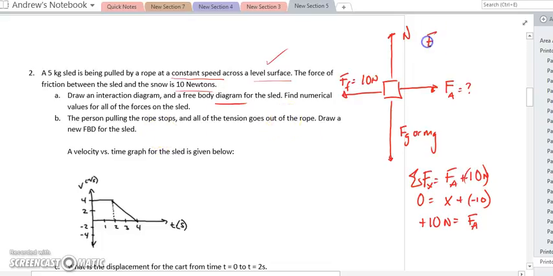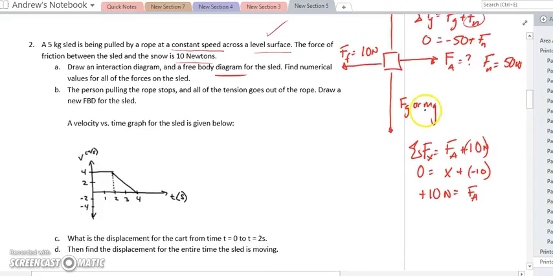So for the sum of the forces on the y-axis, we know that's also 0, and that's also F sub g plus the normal force. And so again, if we sub in the values here, the sled is 5 kilograms, so we know that's negative 50 plus normal force equals 0, so the force normal is going to be 50. And I've bounced back and forth between using N and F sub n. I shouldn't do that in the same problem, but you know what it's supposed to be.